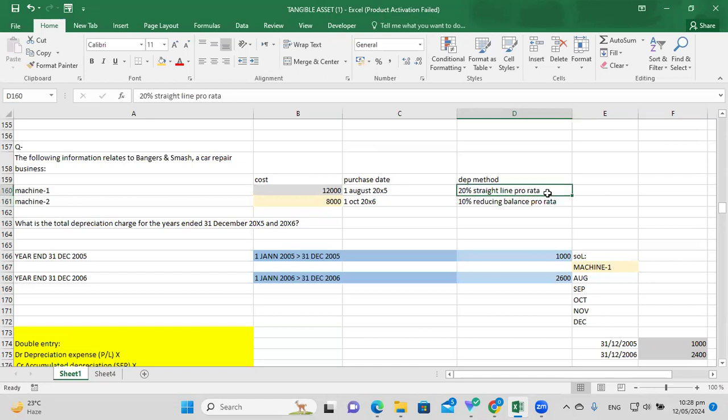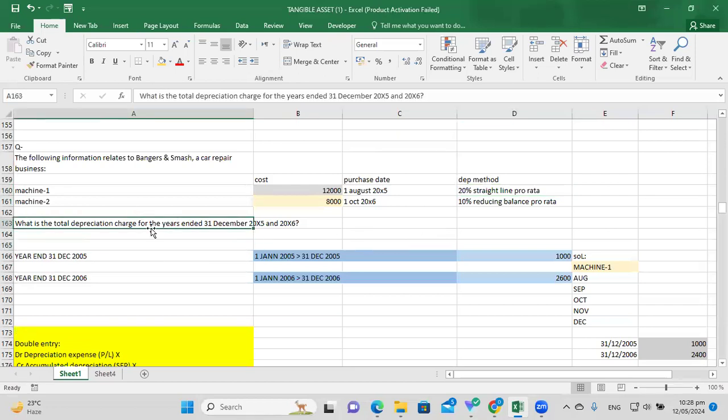Now, what does pro rata mean? Pro rata means that we need to calculate the depreciation for the exact number of months from the purchase date till the date when we are required to calculate. We have already studied pro rata, and I have given you an example before. So now let's solve this question.